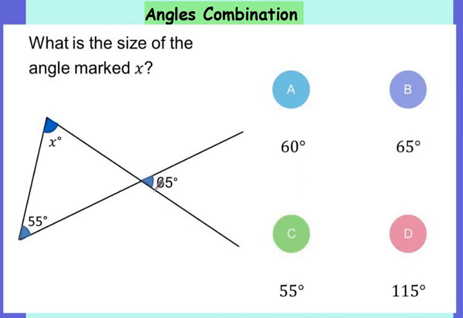So we've got 65 degrees. We can work out what this angle here is because it's vertically opposite, so that's also going to be 65. We know angles in a triangle add up to 180. So X is going to be equal to 180 take away the other two angles in the triangle. So take away 55 and take away 65. 180, take away 55, take away 65, leaves me with 60 degrees, so I was looking for A.